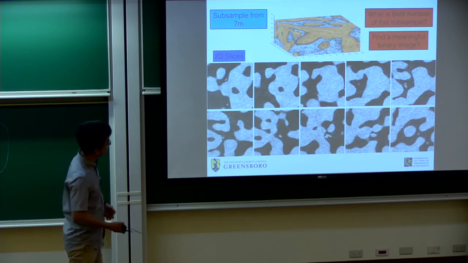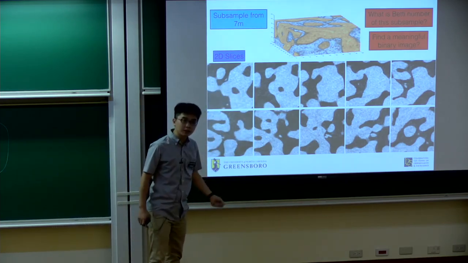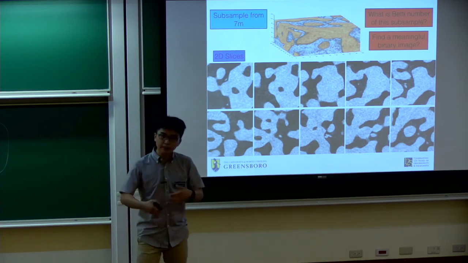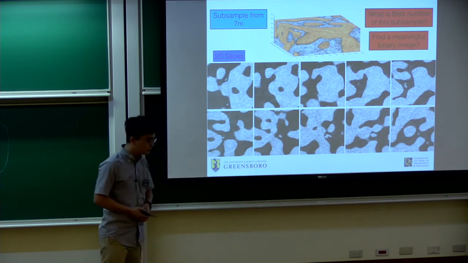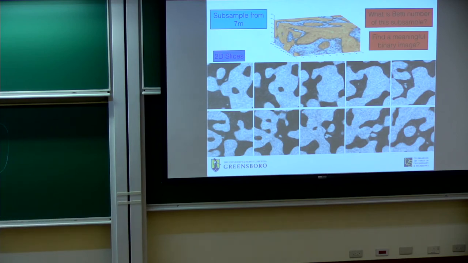What they do is take this micro-scan grayscale sample and produce a binary image using a certain threshold. But the threshold might be sensitive to the noise. Maybe the threshold you pick is very sensitive to the noise, and therefore they wonder if there is a meaningful way to produce the binary images.